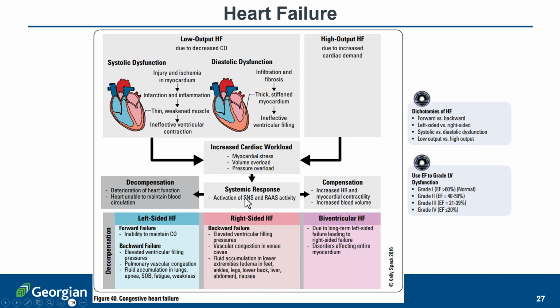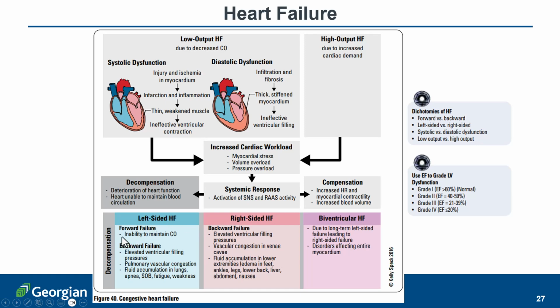Ultimately, if the activation of the sympathetic nervous system and activation of the renin-angiotensin-aldosterone system occurs unopposed, that only leads to further increase in cardiac workload and ultimately can lead to decompensation. Decompensation is where there is further deterioration of the heart function and ultimately the heart is unable to maintain blood circulation. So in decompensation, in terms of left-sided heart failure, we'll talk about the differences between left and right-sided heart failure, and ultimately we will see left-sided heart failure will lead to right-sided heart failure, which means biventricular heart failure.